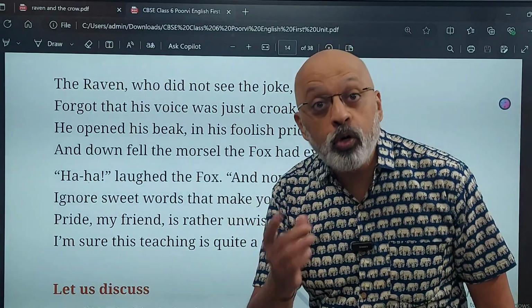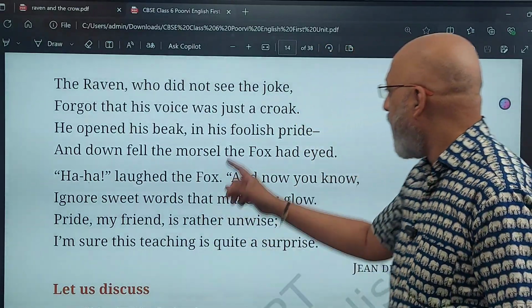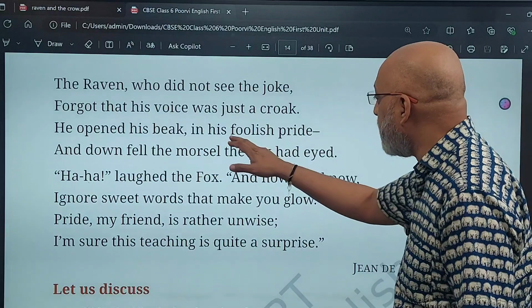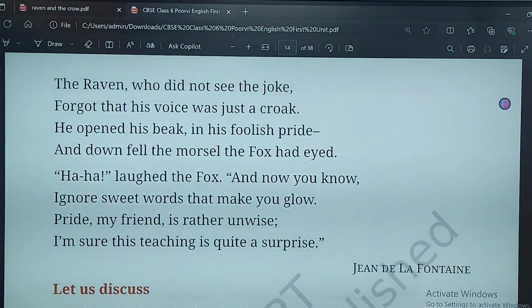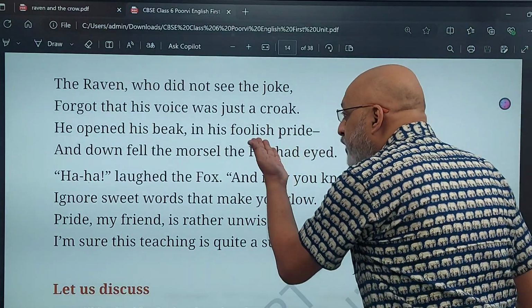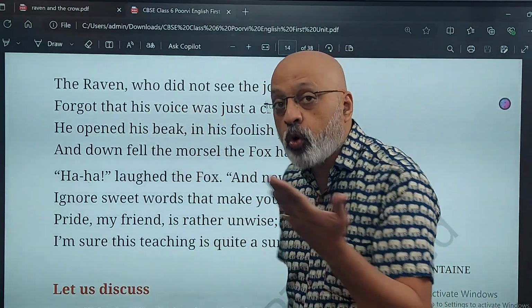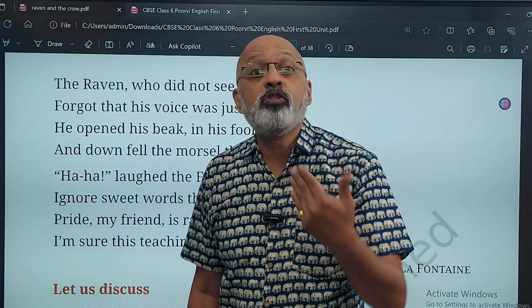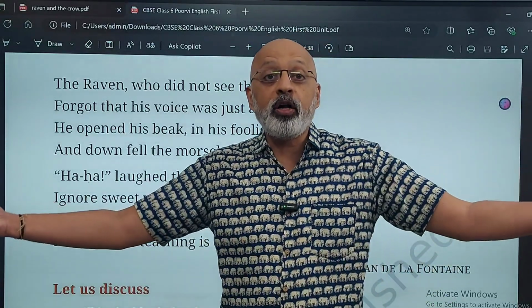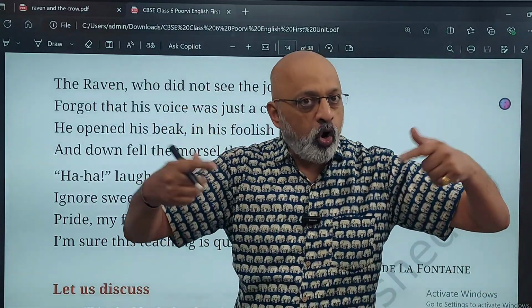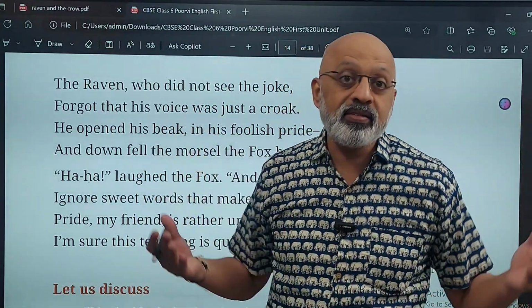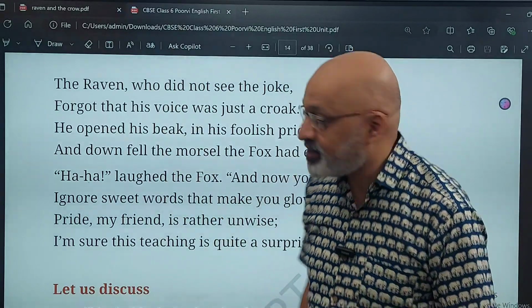"He opened his beak to sing in his foolish pride." Now this is another important keyword. So note this too, that the poet is calling his pride foolish. Why is he calling it foolish? Because in his foolishness, he forgot that his voice was only a croak and he decided to sing because he wanted to be called the king by the birds of those woods. Understood? I hope you're noting it down because all this will help you write your answers to get the first rank in your class. Okay.